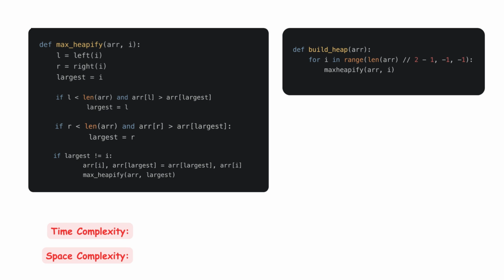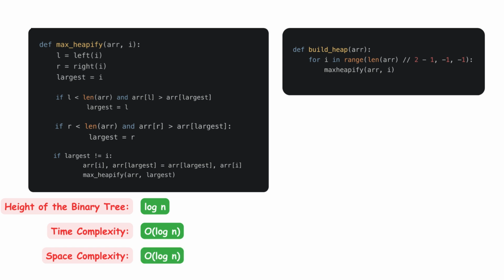Since a heap is a binary tree, its height is log of n, where n is the number of nodes. In the worst case, a node might need to move from the top to the bottom to restore the max heap property. So we might traverse up to log n levels. That's why the time complexity is O of log of n. The space complexity is O of log of n for the recursive call stack.